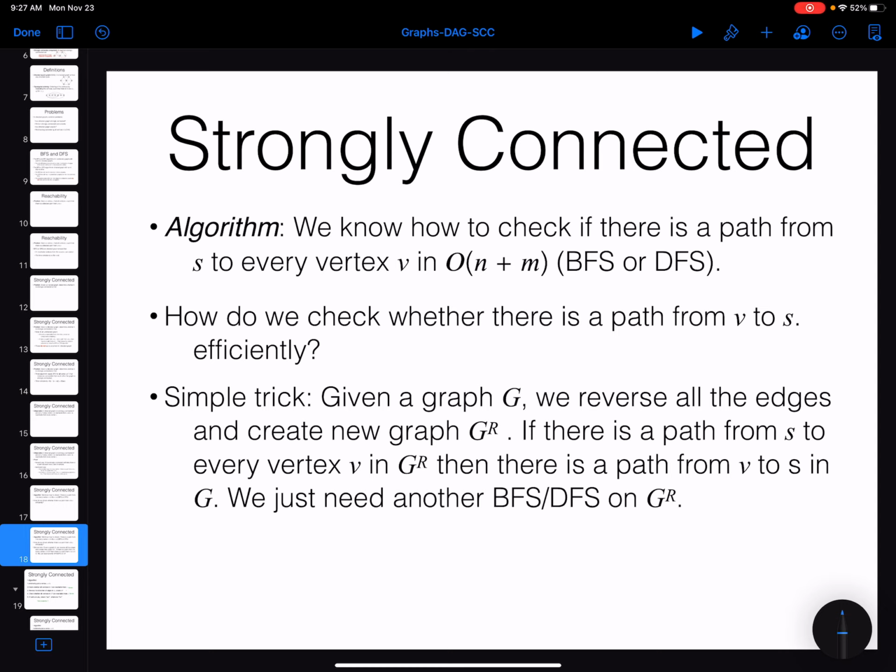So what is the time complexity of creating the reverse graph? You just need to reverse the direction of all the edges. So the time complexity for creating the reverse graph is again O of n plus m.